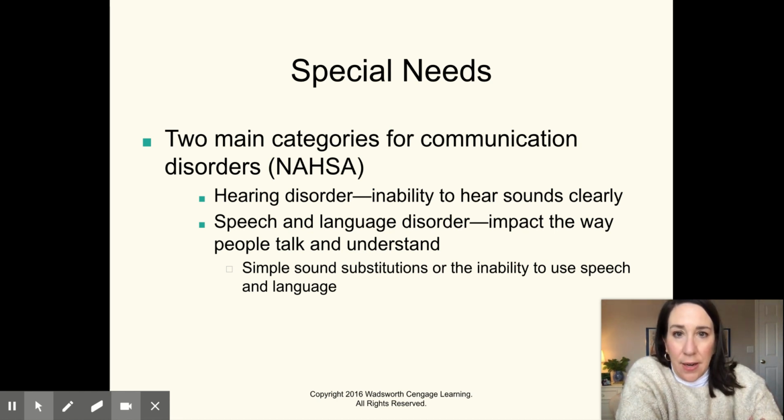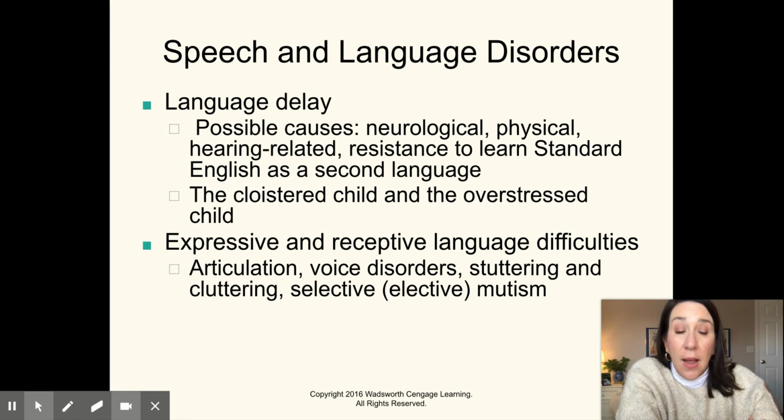Like it says, hearing disorders are an inability to hear sounds clearly. Speech and language disorders impact the way people talk and understand. Often hearing disorders lead to speech and language disorders, which is why it's so important that we catch hearing disorders early on. Language delay could be because of brain development issues.